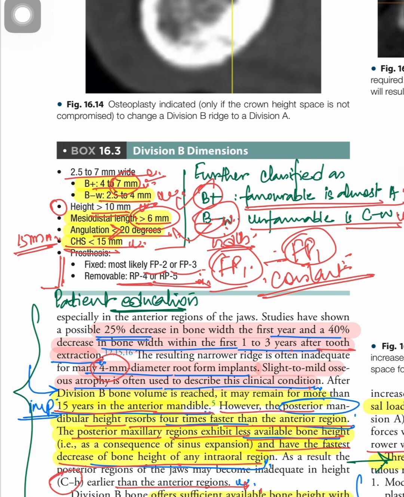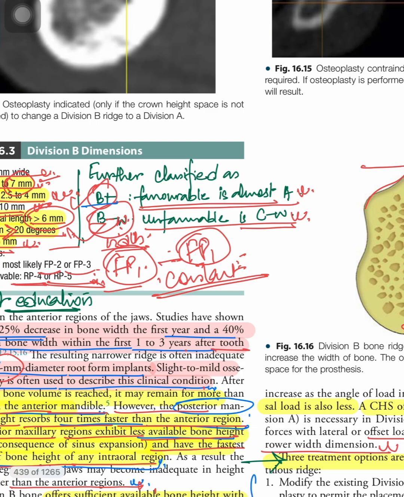Okay, division B bone dimensions. It has been further classified into B plus and B minus width. In B plus, you have bone of 4 millimeter to 7 millimeter, and in B minus, you have 2.5 to 4 millimeter of bone in width. The height is similar to that of division A bone. The only difference is in width.